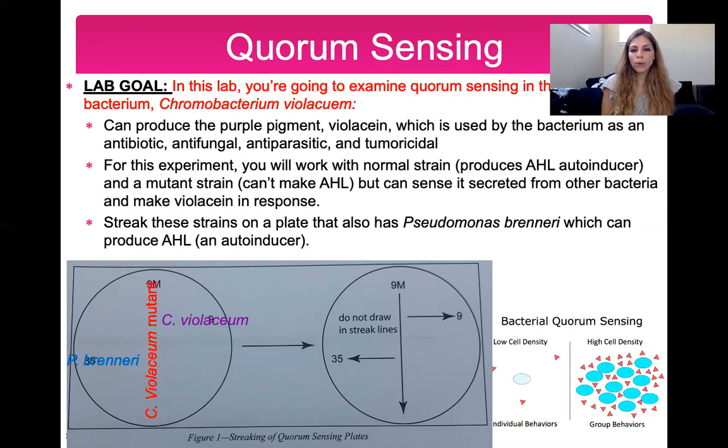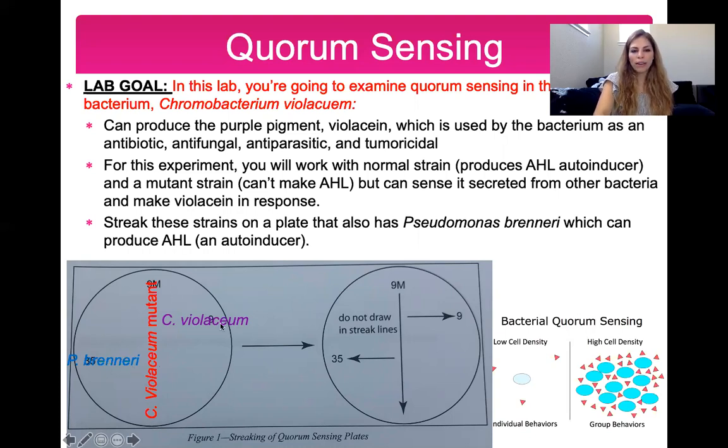For this experiment, you are going to have an agar plate, and you are going to streak different bacteria on it so we can see if quorum sensing, or bacteria communicating with each other, is happening. You are going to work with a normal strain of Chromobacterium violaceum, which does produce an AHL autoinducer, and you are going to work with a mutant version of that bacteria. In science, typically when we say mutant, it means that we deleted something in the bacteria. So the mutant Chromobacterium violaceum cannot make the autoinducer AHL. And then you are also going to streak a third bacterium, Pseudomonas brunneri, which can produce the autoinducer.